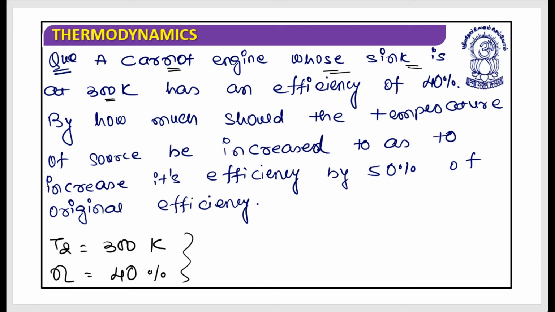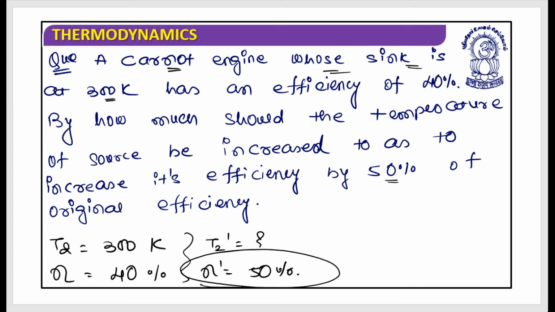That means, let's suppose there is a change to T1 dash. They are asking about T1 dash. We will first find out T1 dash and then go for the change. So as to increase its efficiency by 50% of the original efficiency. So what would it be? Would the efficiency be equal to 50%? Yes, no? What is your answer?